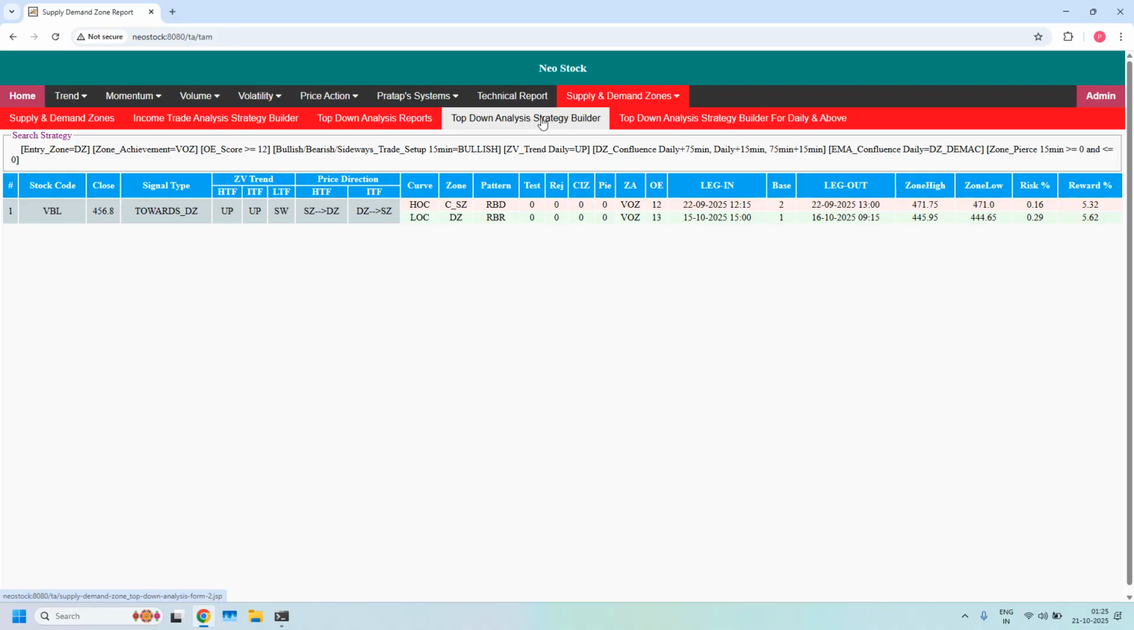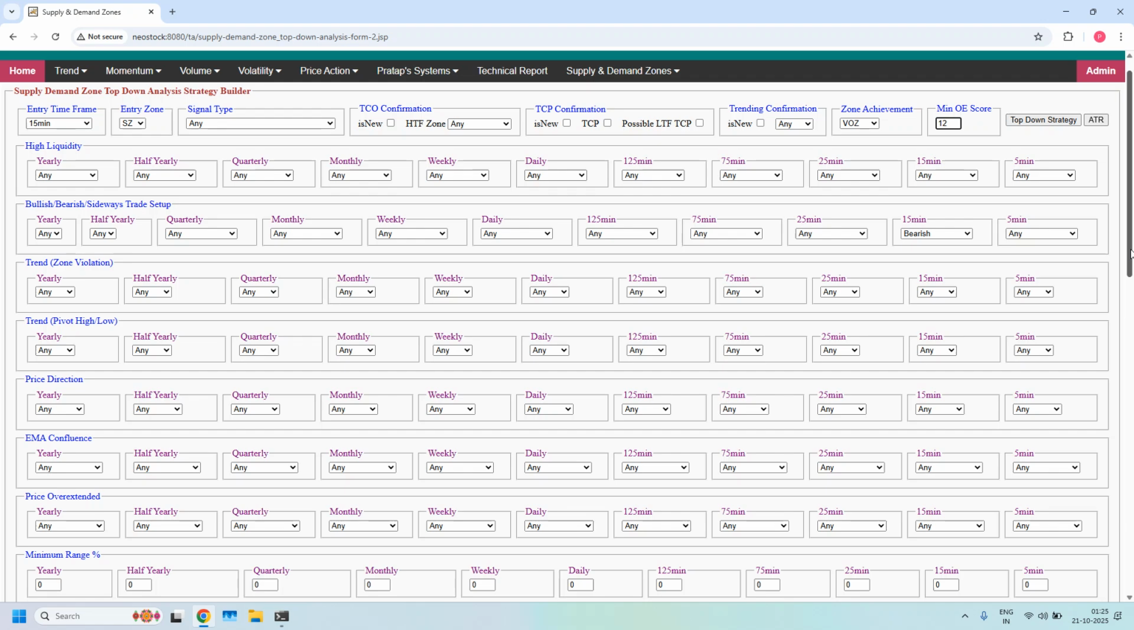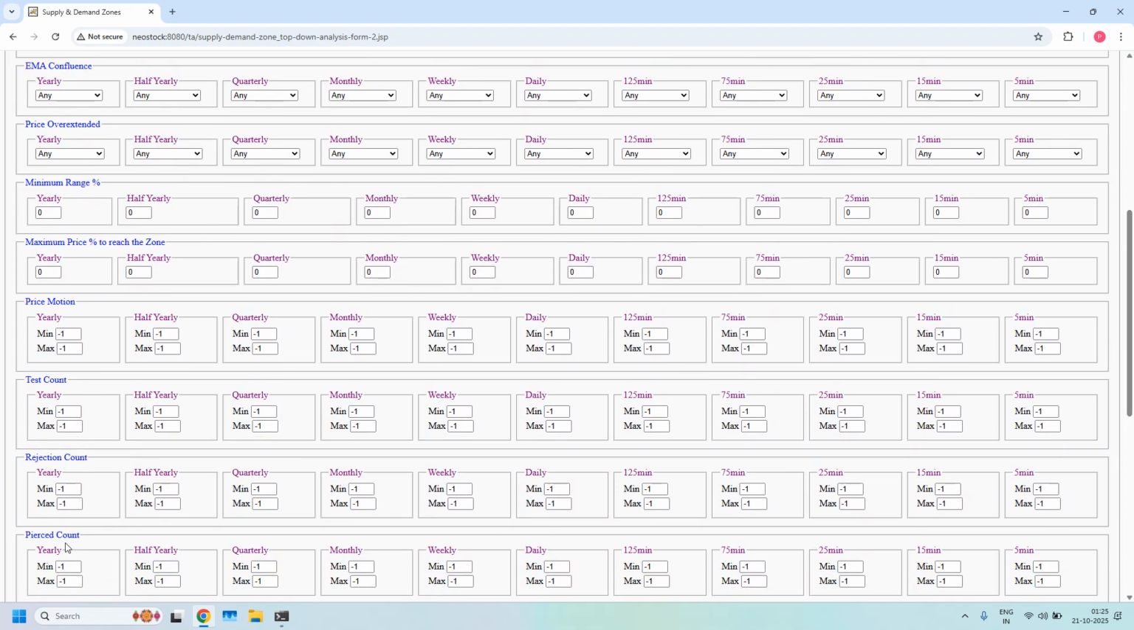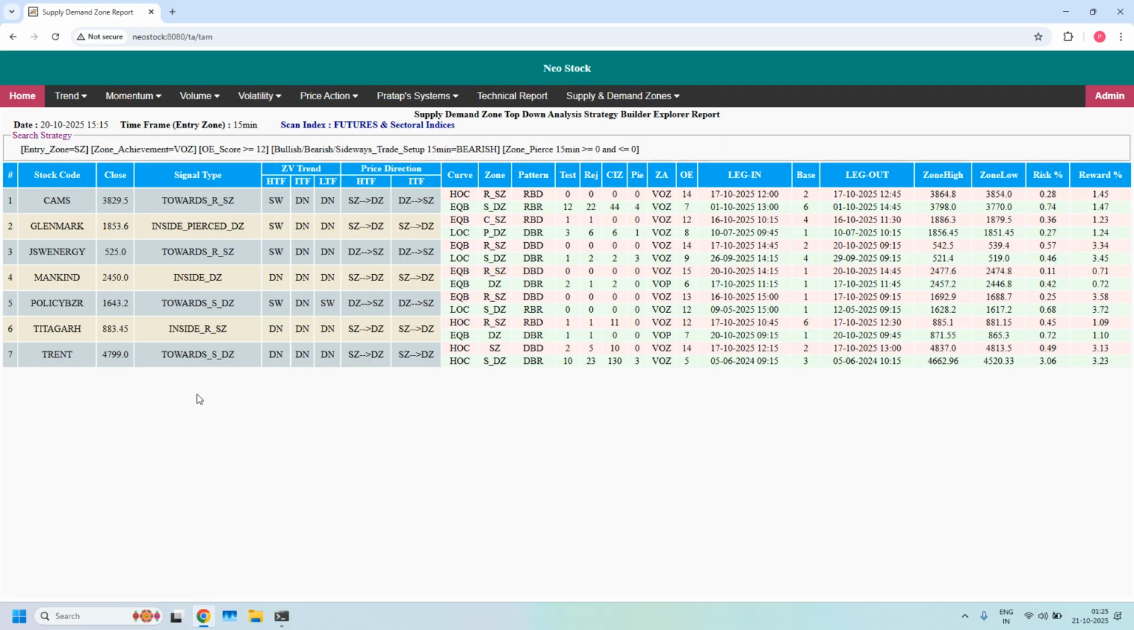Next, bearish trade setup for daily income trade. Changes are 15 minutes supply zone. Here bullish or bearish at 15 minutes, I am selecting bearish. Zone achievement VOZ, minimum order enhancer score 12, and the 15 minutes supply zone should not be pierced. In the pierced count at 15 minutes time frame, minimum value 0, maximum value 0. With these filters, we got 7 stocks supporting the bearish trade setup for daily income trade.